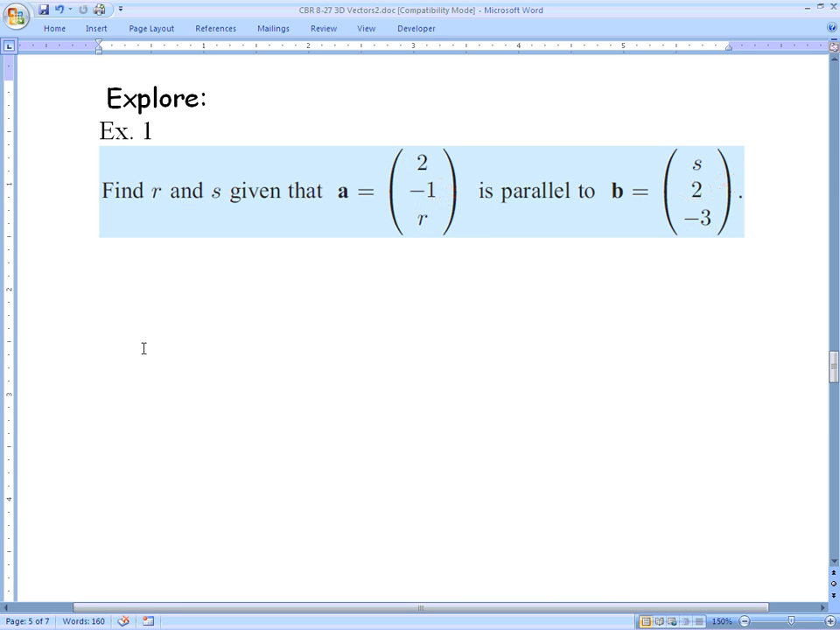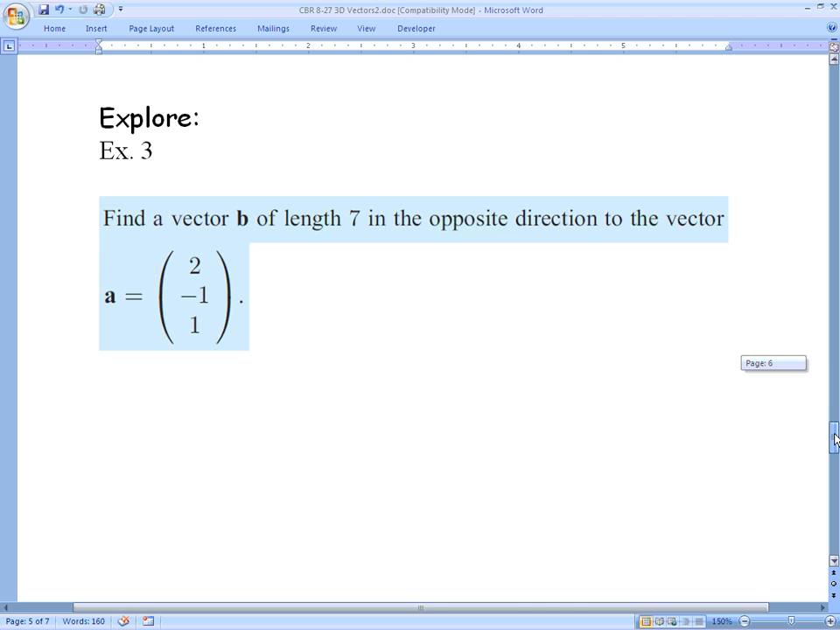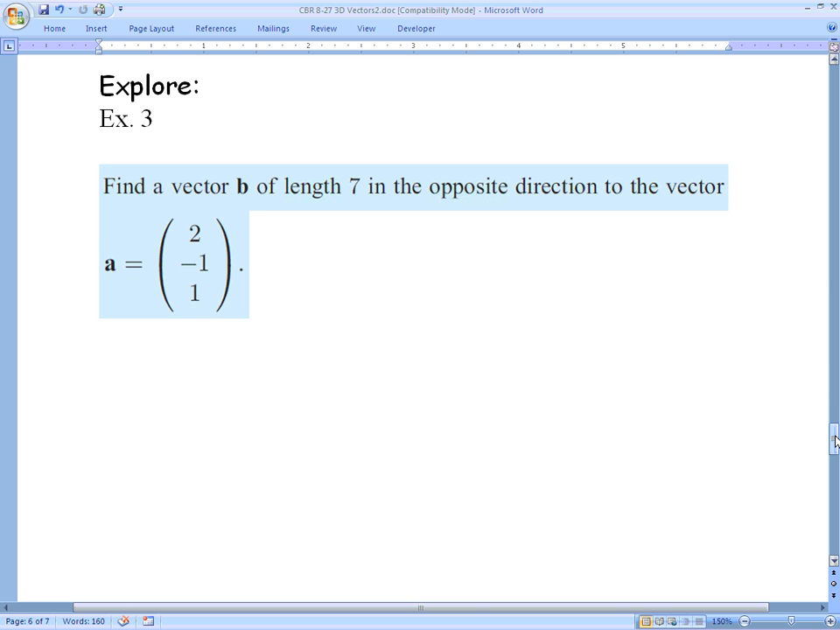And we'll do one last example here. I like this one because it's a little bit more challenging. We've got vector B. It has a length of 7, in the opposite direction to vector A, which is right here. So let's start with the opposite idea. So the opposite of A, I just distribute a negative 1 to each and every one of these components. So that's going to be negative 2 there, positive 1, and negative 1. Just multiplied everything by a scalar of negative 1.